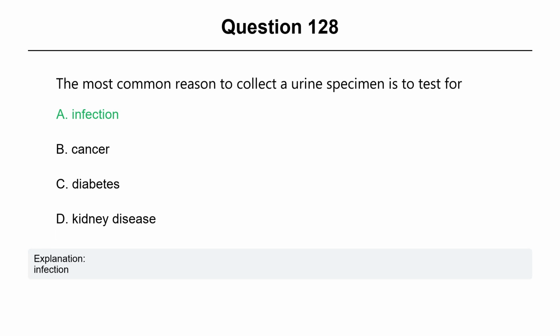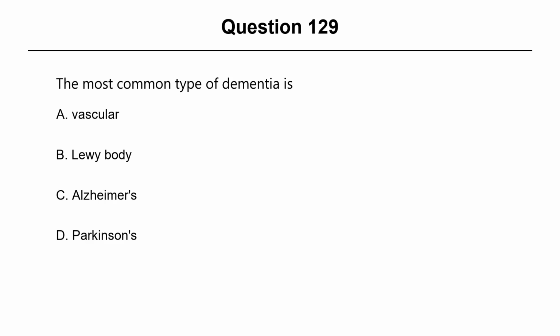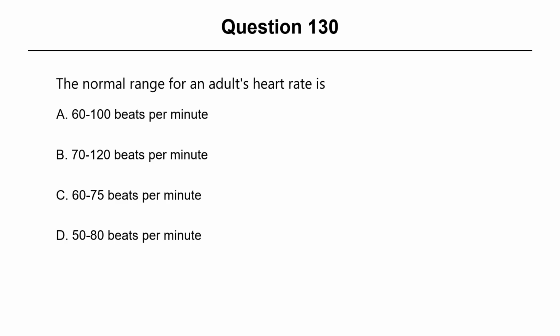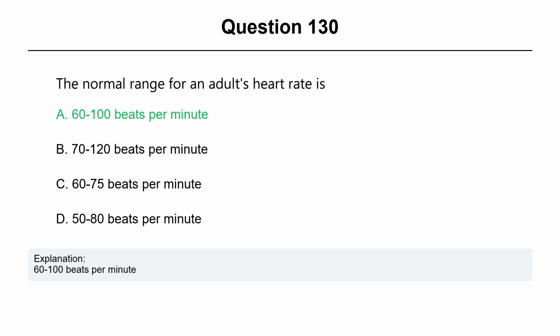Question 129. The most common type of dementia is option A, vascular, option B, Lewy body, option C, Alzheimer's, option D, Parkinson's. The correct answer is option C, Alzheimer's. Question 130. The normal range for an adult's heart rate is option A, 60 to 100 beats per minute, option B, 70 to 120 beats per minute, option C, 60 to 75 beats per minute, option D, 50 to 80 beats per minute. The correct answer is option A, 60 to 100 beats per minute.